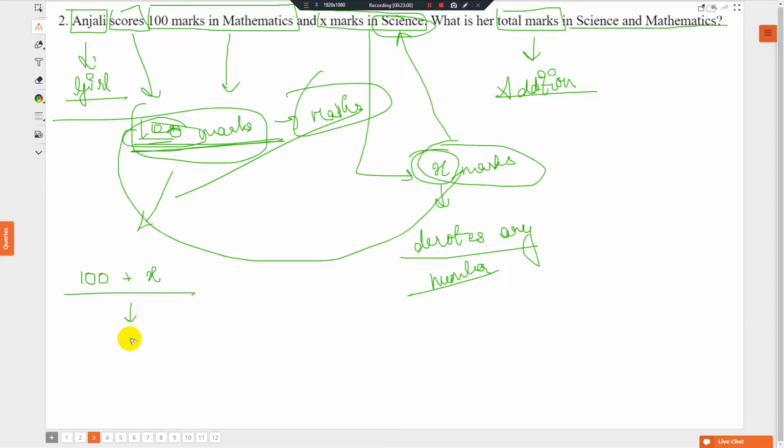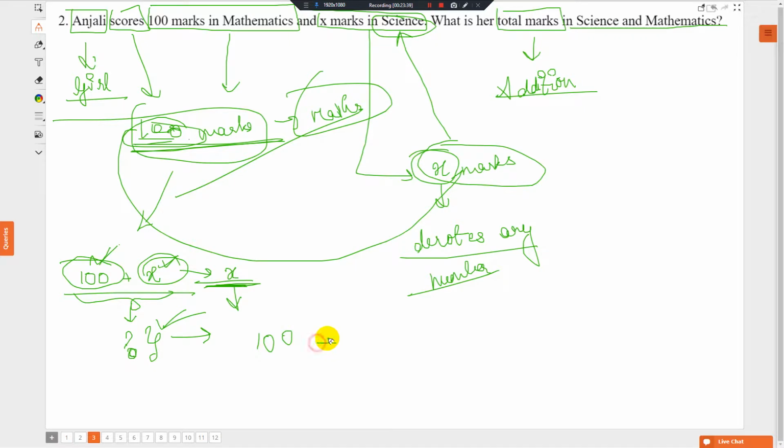What does it give? It doesn't give anything. If we knew the value of x, then we could find what it gives. I have given only one subject's score. Here they have given x as a variable, they have only a particular answer. So we can't find the total value of her subjects, right? So the answer will be 100 plus x.